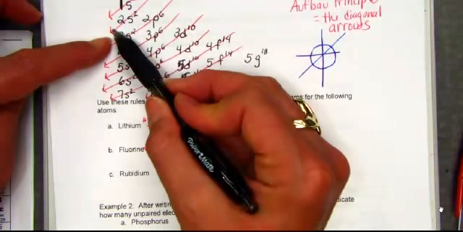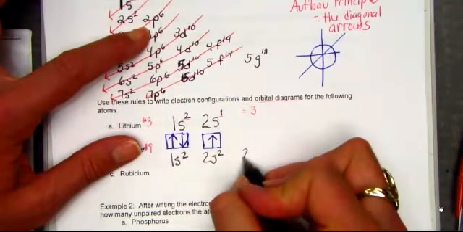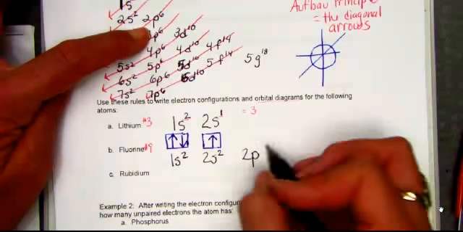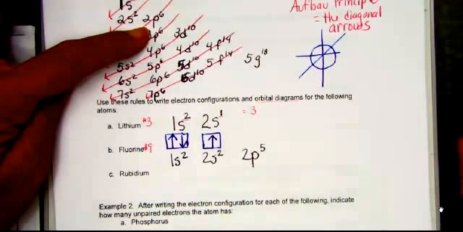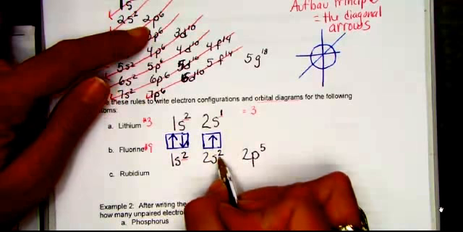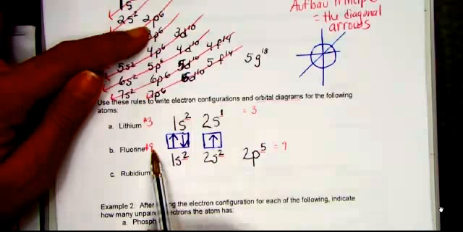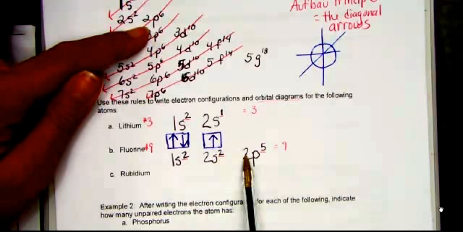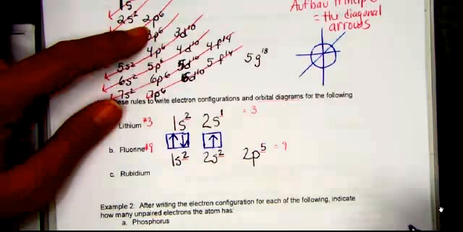1s2, 2s2. Now we come back to the top and we hit the 2p orbital. Now remember, it can hold up to 6 electrons, but I only need 5 more to get to fluorine's number 9. The superscripts 2 plus 2 plus 5 give me the 9 that we're targeting to write for. Fluorine has 1s2, 2s2, 2p5 as its electron configuration. Let's add on the orbital diagram.